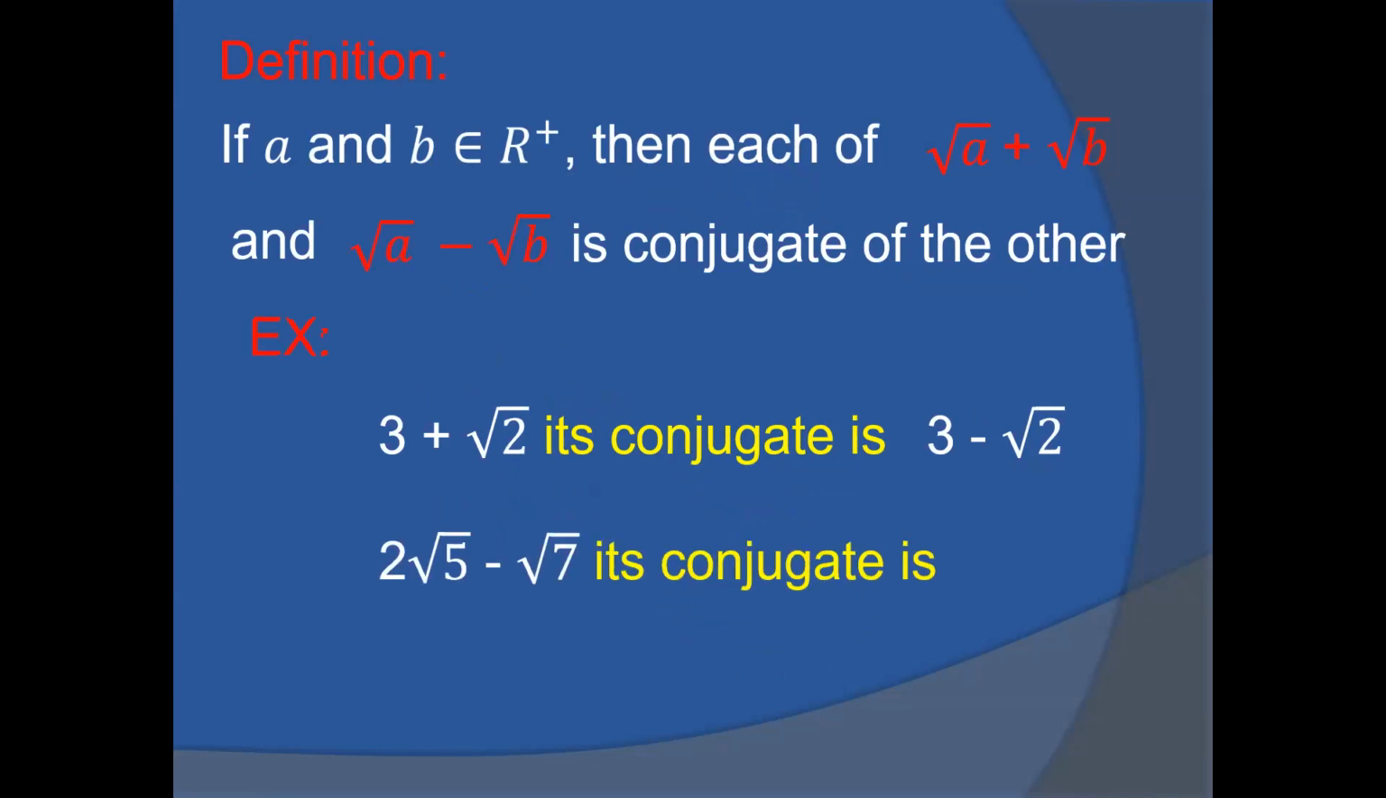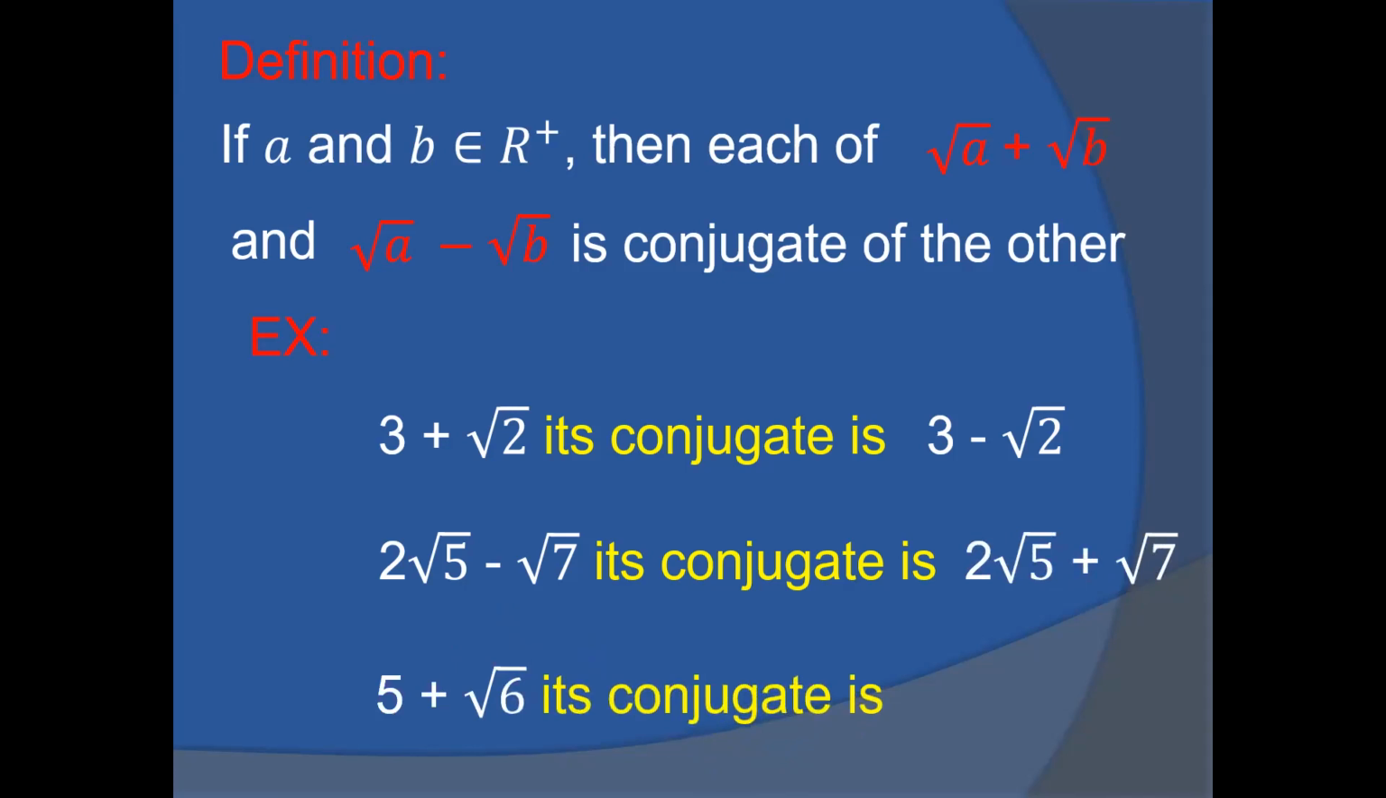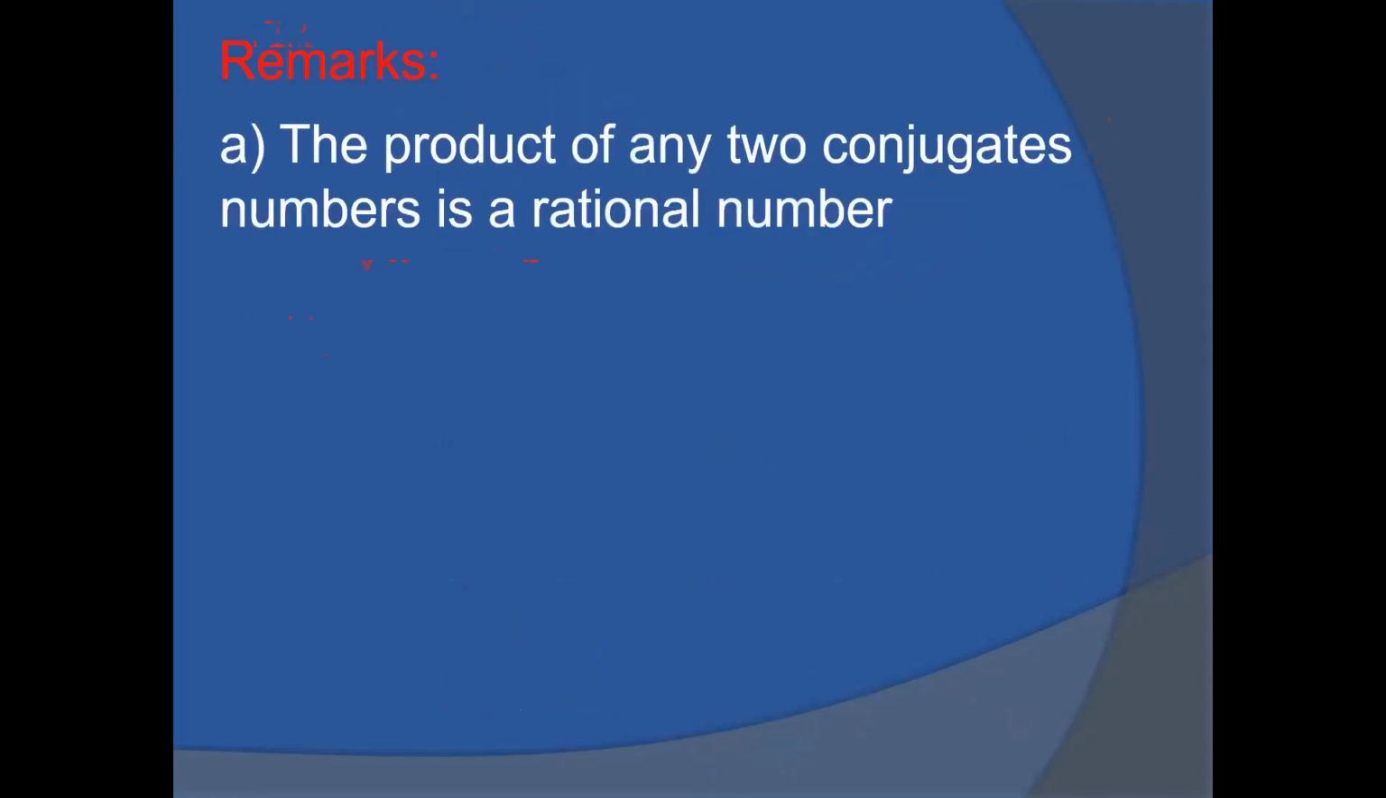Okay, here 2 root 5 minus root 7, its conjugate is 2 root 5 plus root 7. 5 plus root 6, its conjugate is 5 minus root 6. Okay, here I have: the product of any two conjugate numbers is a rational number. How? If I have root A plus root B multiplied by root A minus root B, they are conjugate. So the multiplication between them will be A minus B.